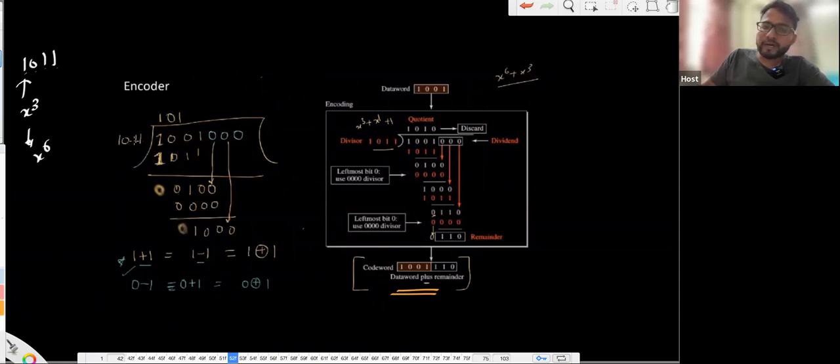Let me quickly tell you, if the divisor length is 4, you append 3. Now, divisor length 4 means what? The highest degree will be x cube. In polynomial terms, appending 3 means multiplying by x cube. So if the divisor has 4 bits, append 3 bits, or in polynomial terms, if the divisor has degree 3, then multiply by x cube.